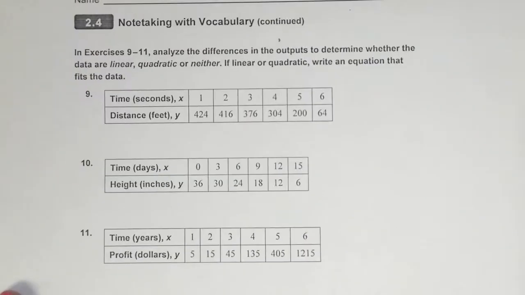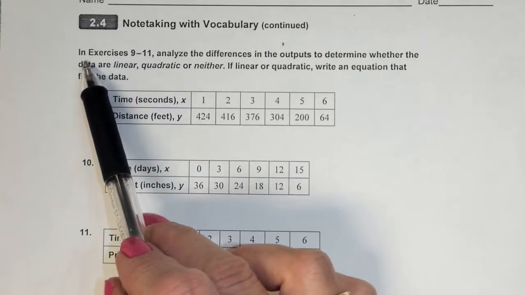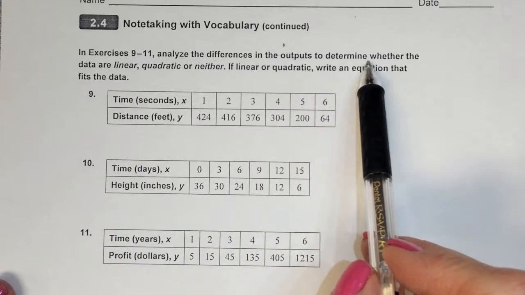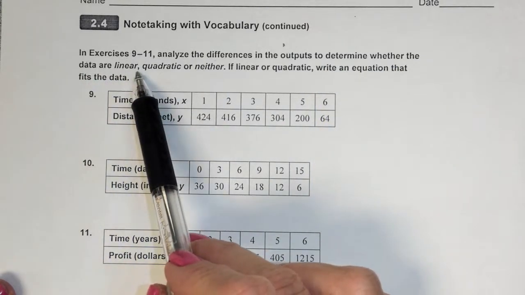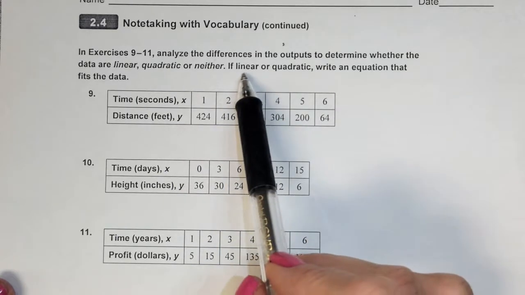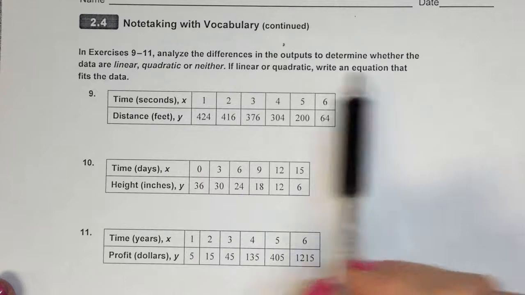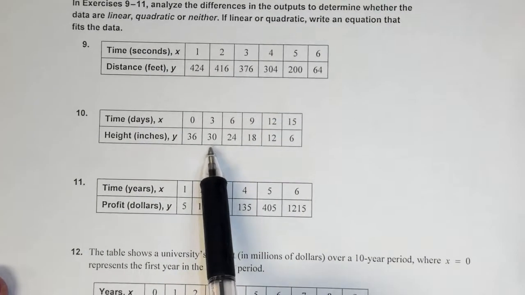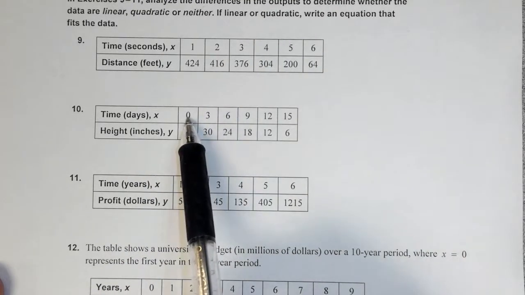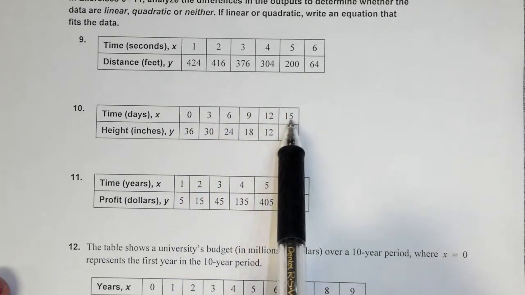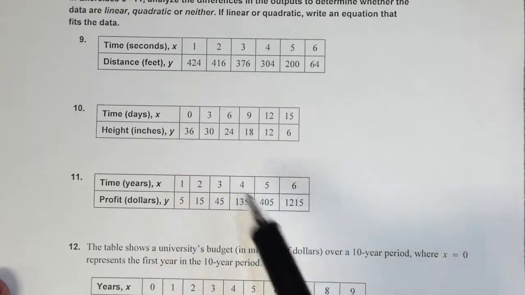Switching gears just a little bit now. In exercises 9 through 11, analyze the differences in the outputs to determine whether the data are linear, quadratic, or neither. If linear or quadratic, write an equation that fits the data. I actually want to start with this one first. So I want you to look at this. Are the x's increasing at a certain rate, a constant rate? So now I'm going to look at the y's.